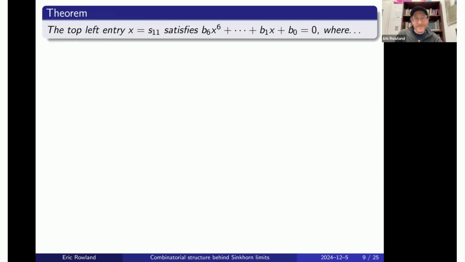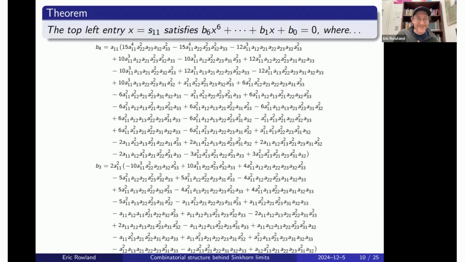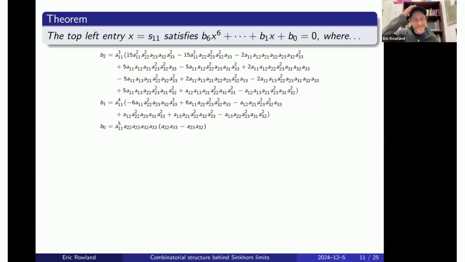And sure enough, we got a degree 6 equation in the top left entry. So we're turning these 15 equations into a single equation where all the variables we didn't want were eliminated. We got a degree 6 equation in the top left entry, and the coefficients, which I'm going to call B6 through B0, are this mess. This is the first 2. We'll come back to B6 in a second. Here are B4 and B3. And here are the last 3.